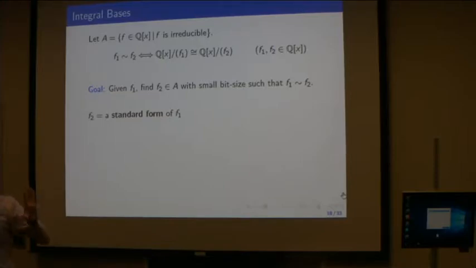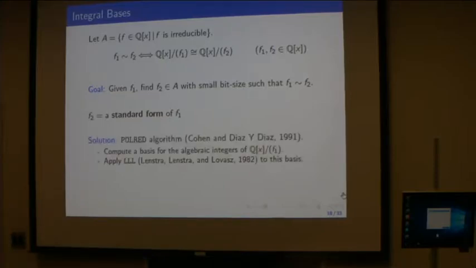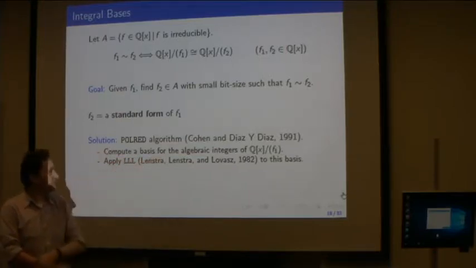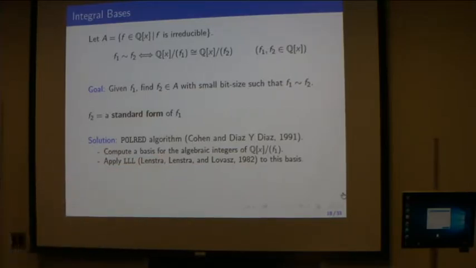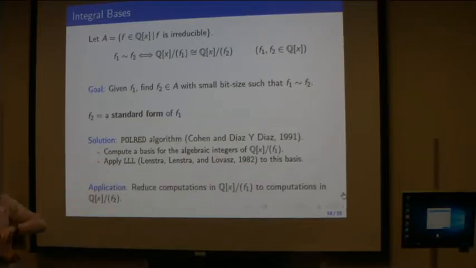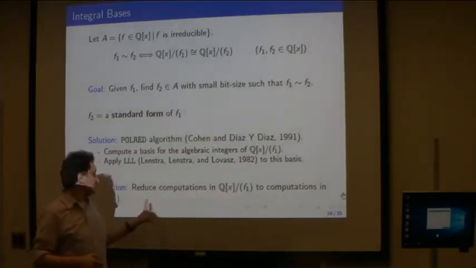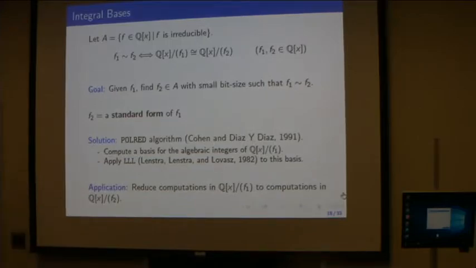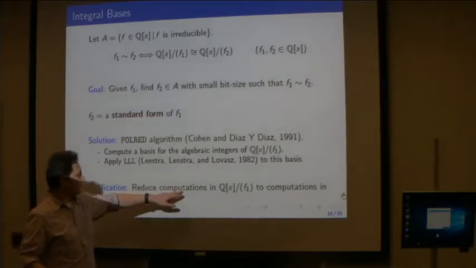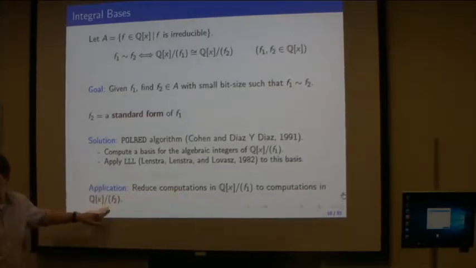So this problem here has a solution, and it is the polynomial reduction algorithm from Cohen and Diaz. The first step of this algorithm is to compute an integral basis, then apply LLL to find a nice transformation. One application is that we can reduce computations in this larger number field to computations in this nicer number field. It doesn't solve the problems in here, but it simplifies.